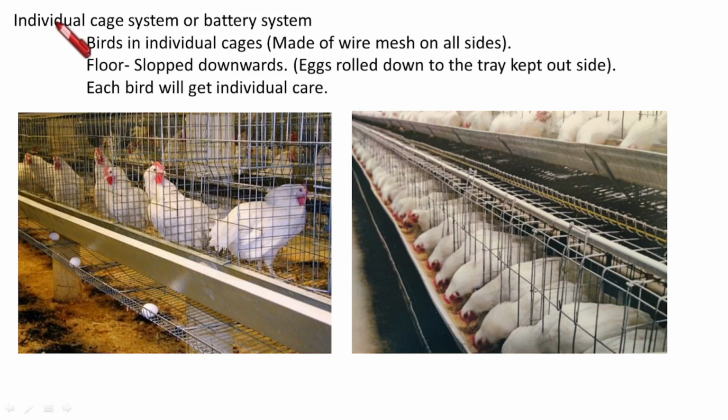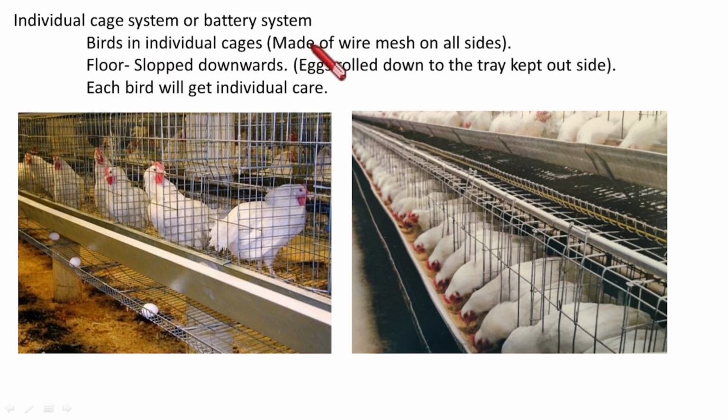And the next one is the individual cage system or battery system. In the individual cage system or battery system, as the name indicates, each and every hen is kept separate from each other. Care is given to each hen.